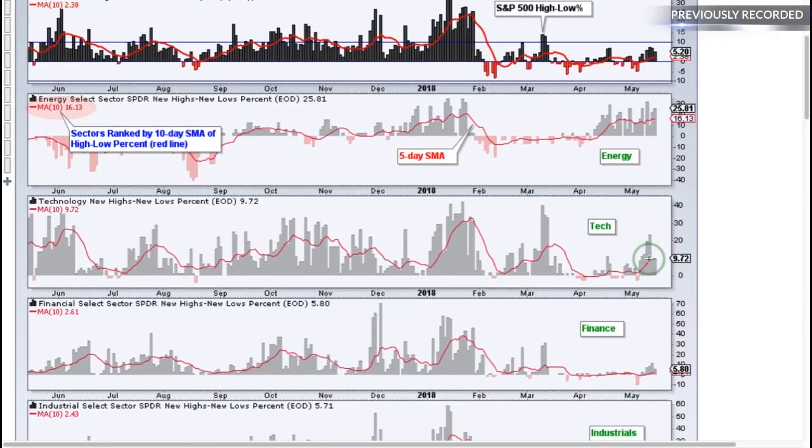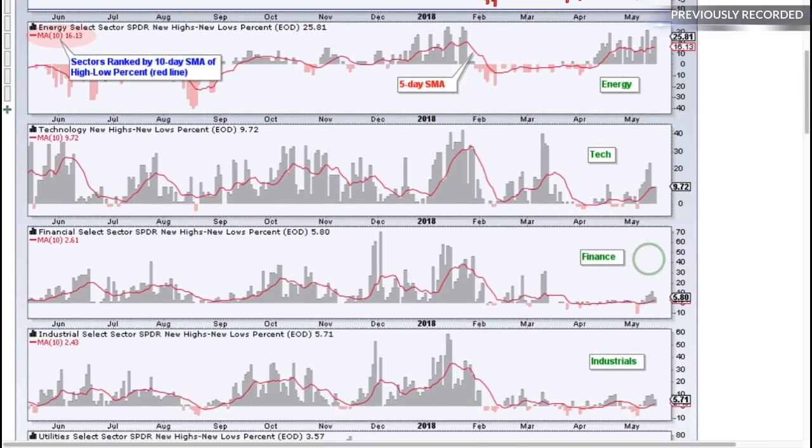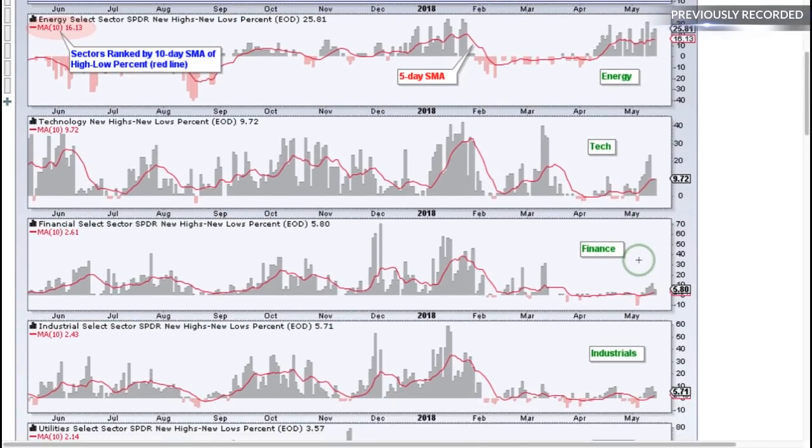And then when we look at finance and industrials, we can see some possible emerging leadership. The finance sector started getting some new highs last week. You can see the 10-day moving average moved to 2.61, just above what we're seeing in the S&P 500. So that's encouraging. It needs to continue. And industrials also getting some new highs. And if we can get a little pop in new highs in industrials like we did back in September, October, that could signal that this rally really is going to get some legs.